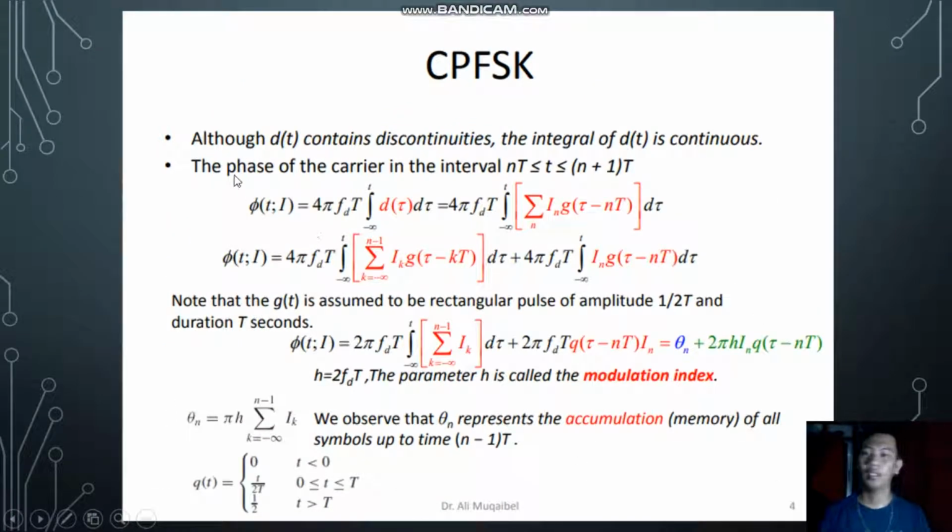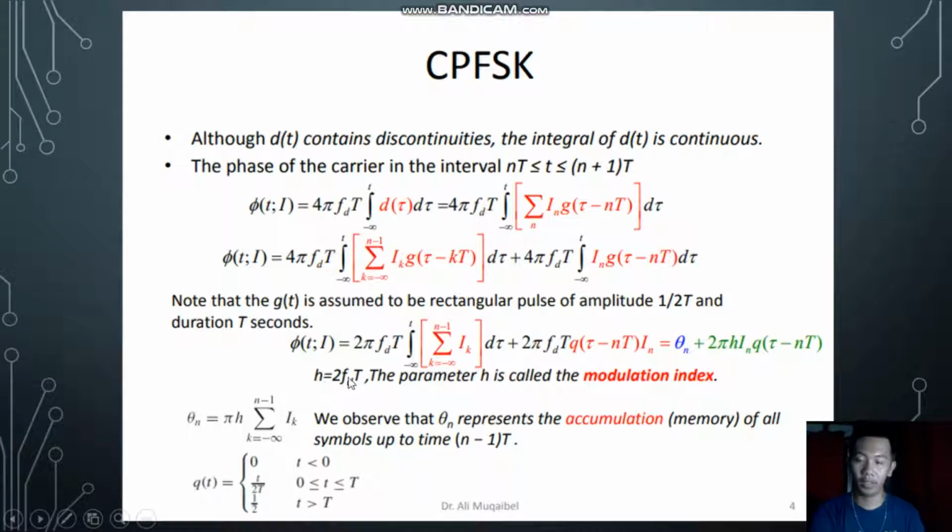Next. Although d of t contains discontinuities, the integral of d of t is continuous. This gives the phase of the carrier in the interval. So we have here the formulas. Note that g of t is assumed to be a rectangular pulse of amplitude 1 over 2T and duration T seconds. So we have here the formulas.